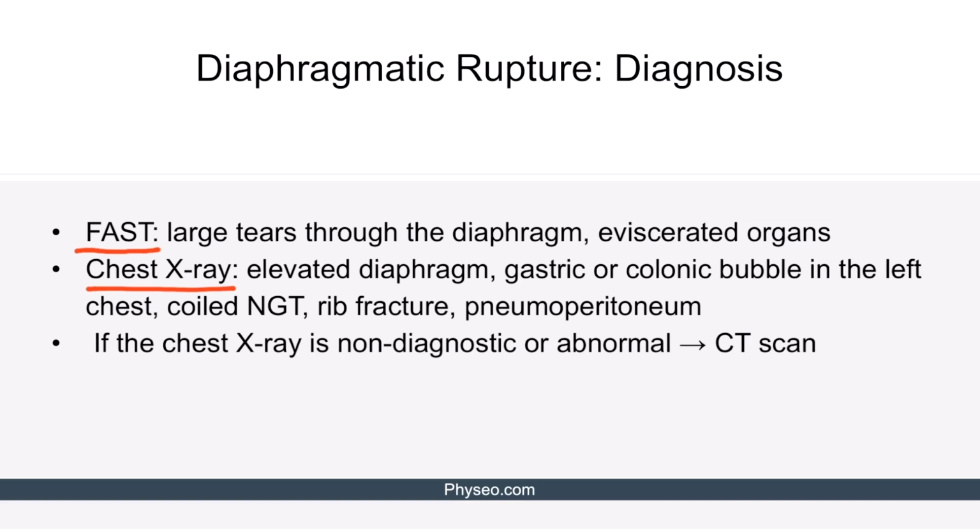with diaphragmatic rupture. Usually, chest X-ray may depict an elevated diaphragm, a gastric or colonic bubble in the left chest, a coiled nasogastric tube if one has been placed, possible rib fractures, and pneumoperitoneum. If chest X-ray shows any of these findings, the next best step is surgical intervention. However, if the chest X-ray is non-diagnostic or abnormal, a CT scan can be used for further workup.